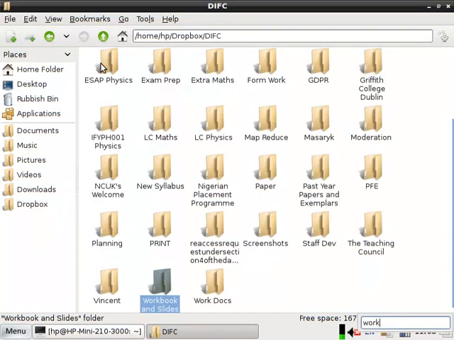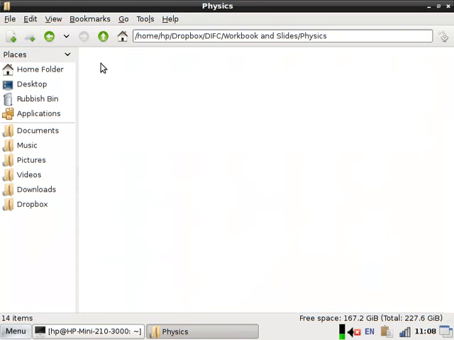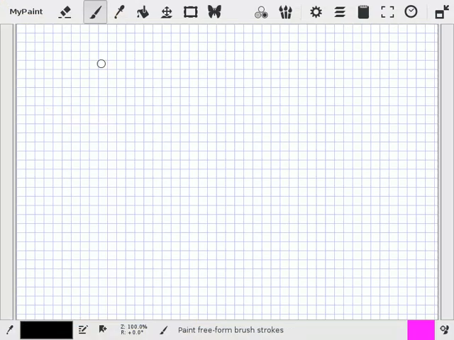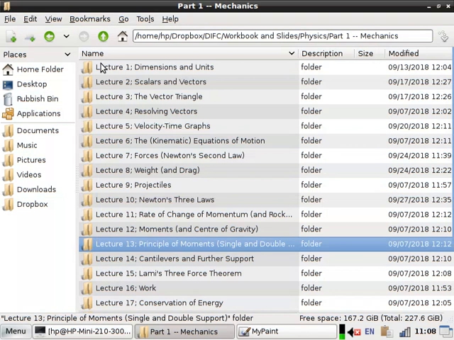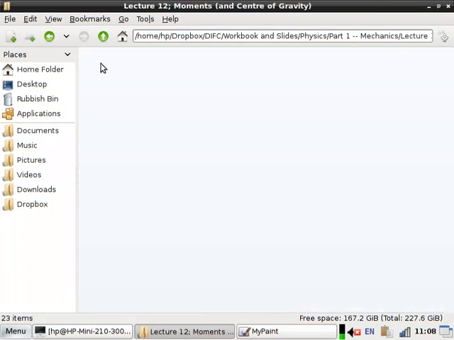DIFC, workbook and slides, physics, mechanics. We did this one last time, so this one now today.